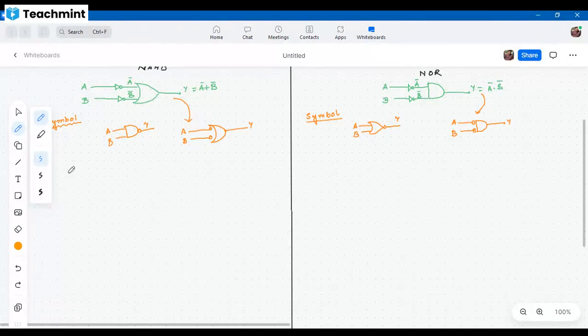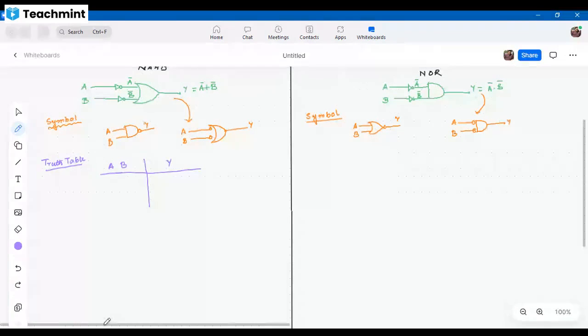Okay, so the symbol is completed. Now let us go to the important part, that is the truth table. Now we are going to the important part, that is the truth table. So what will be the truth table? We are considering three inputs, so sorry, two inputs. So our inputs are A and B, and the output is Y.